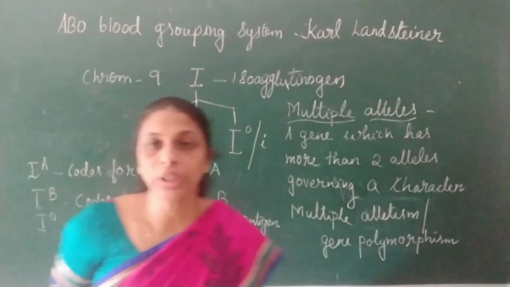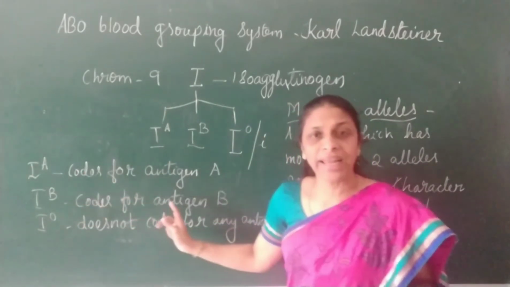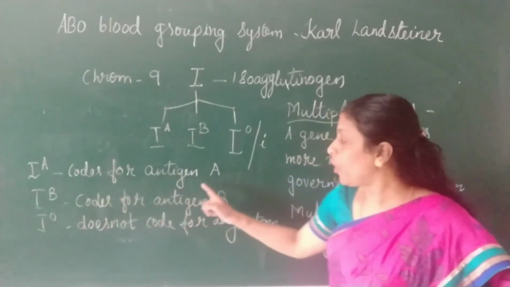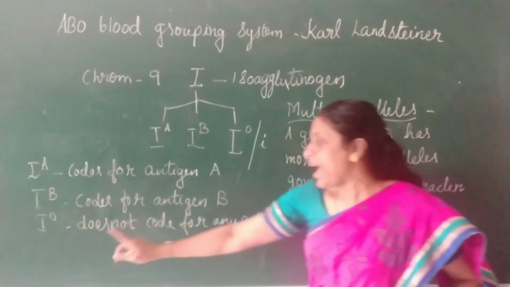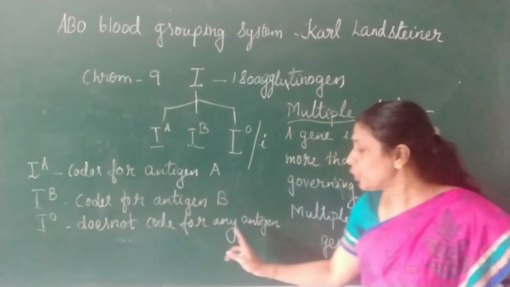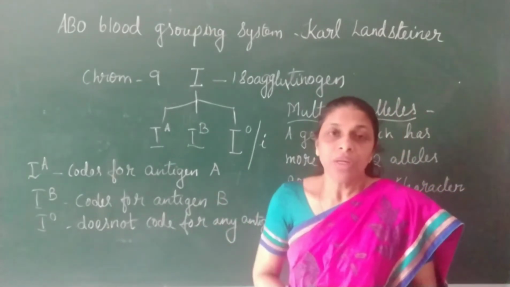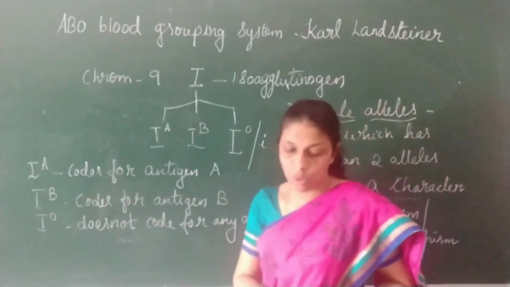Hope you got it. So these are the 3 different alleles. IA codes for antigen A, IB codes for antigen B, and IO does not code for any antigen. Now what is this antigen? Where is it found? Let us see that.